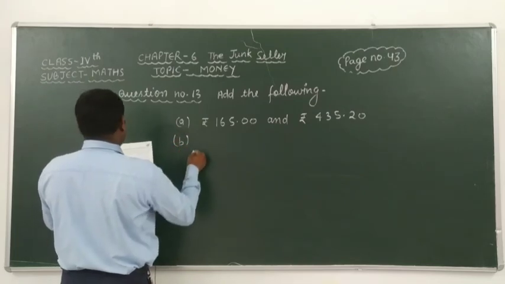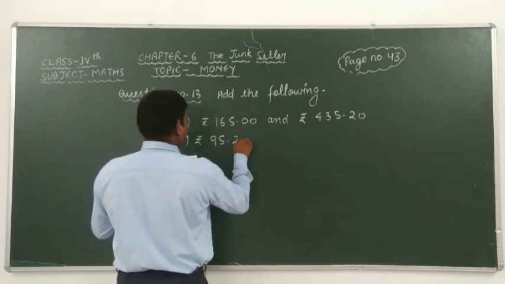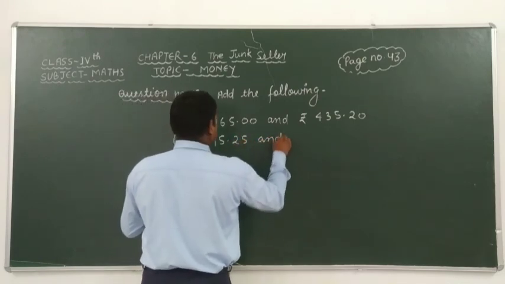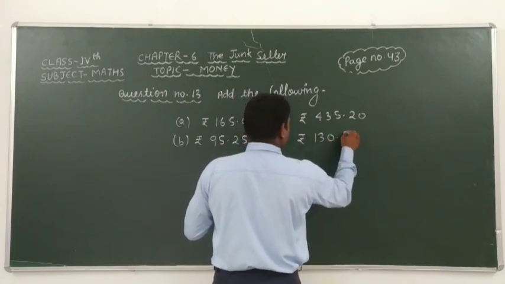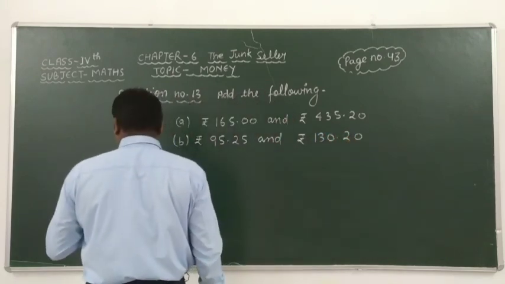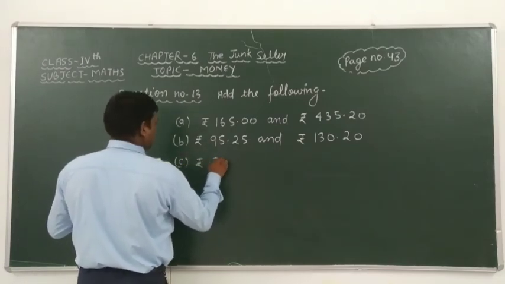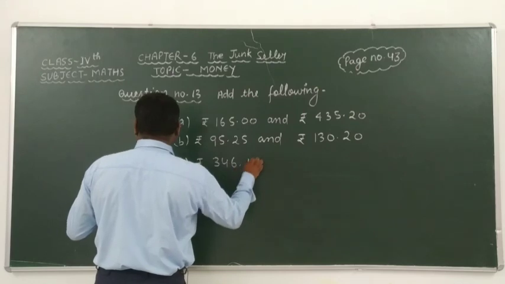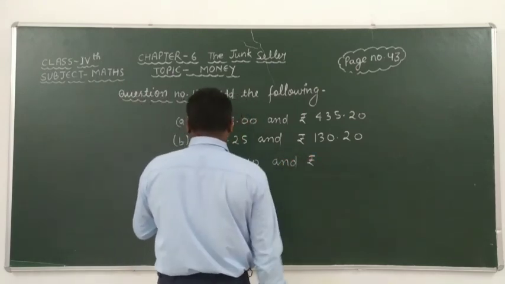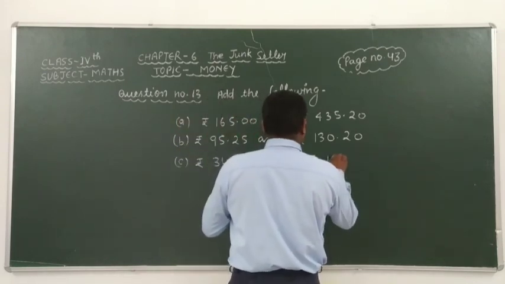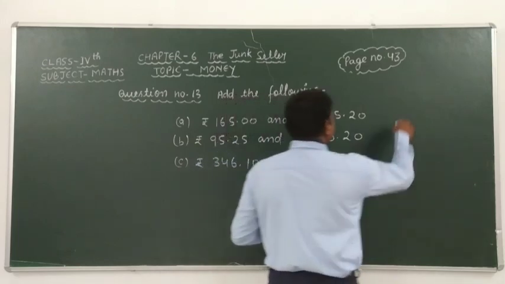Okay students, question number 13 of B is rupees 95.25 and rupees 130.20. Question number 13 of C is rupees 346.10 and rupees 149.50.